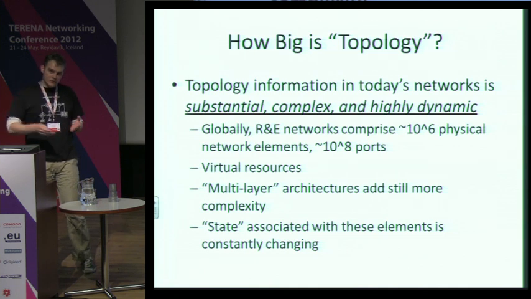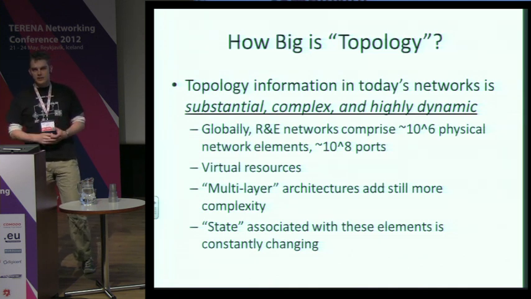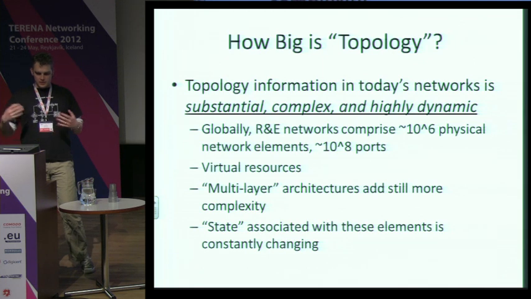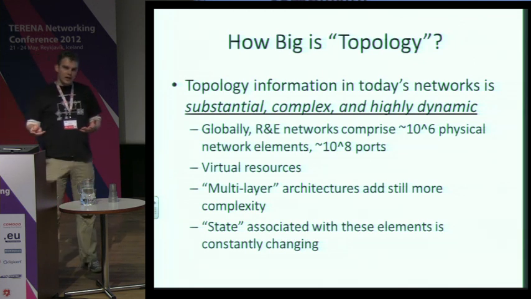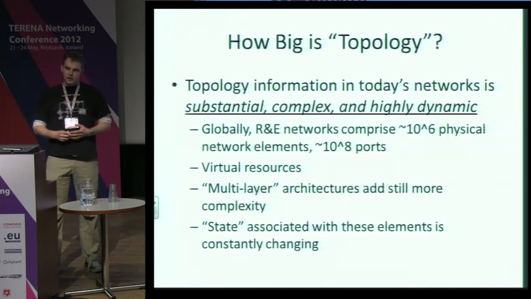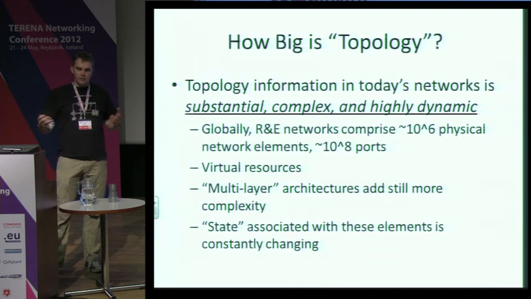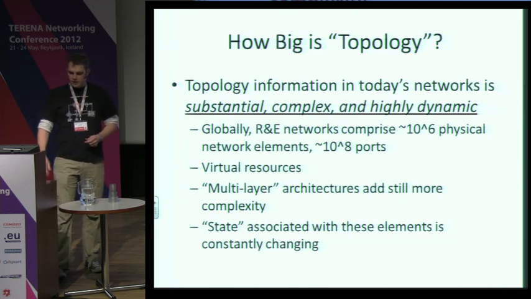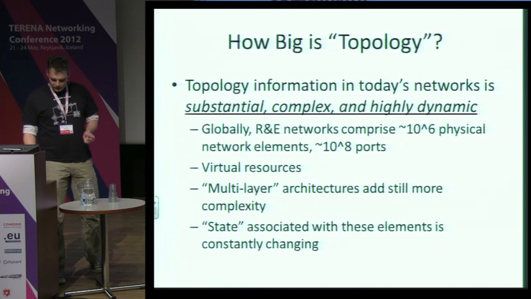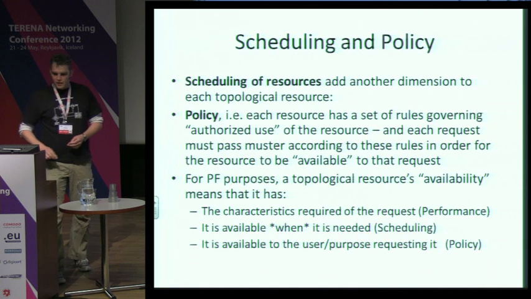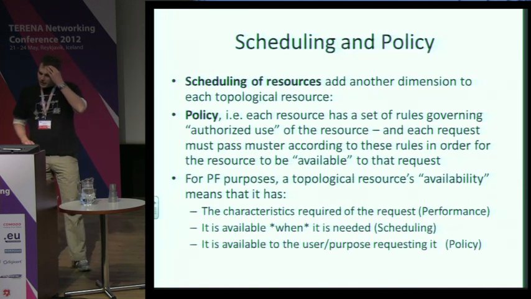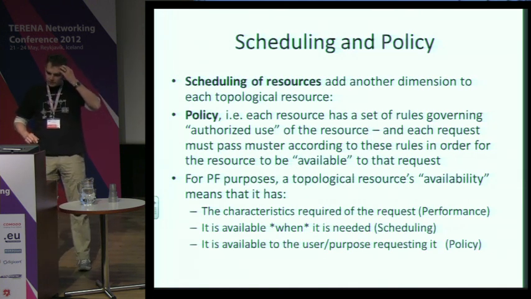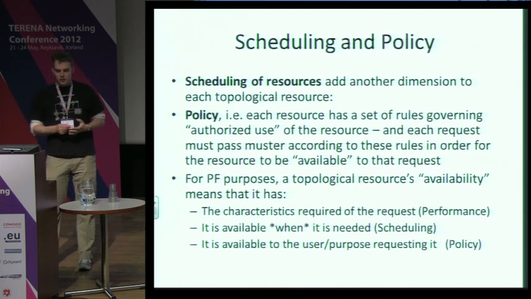And then for each of those elements, you have to have the state of the network in order to think about what is available. If you then start distributing this globally between all these domains with many different decision points, it's a very big and very complex problem. So it's very relevant that we look at this. The scheduling of resources adds another dimension, because there's also the policy involved.